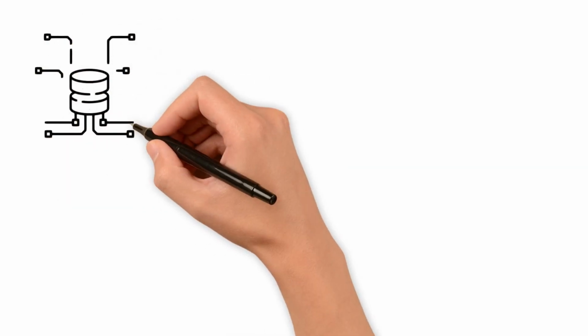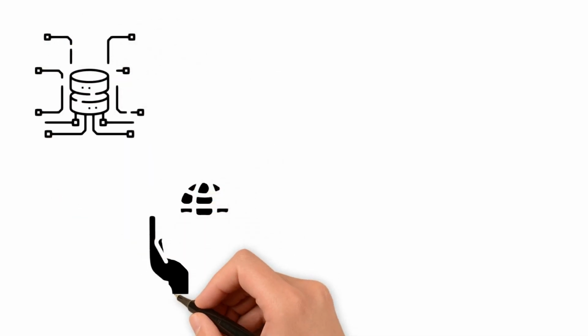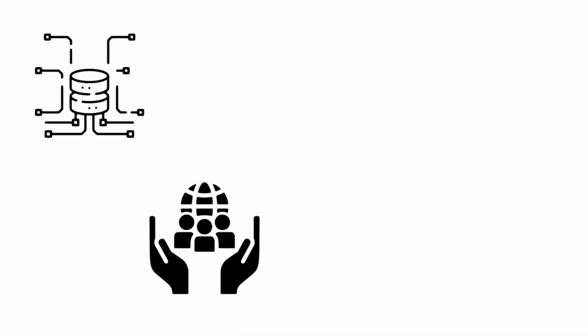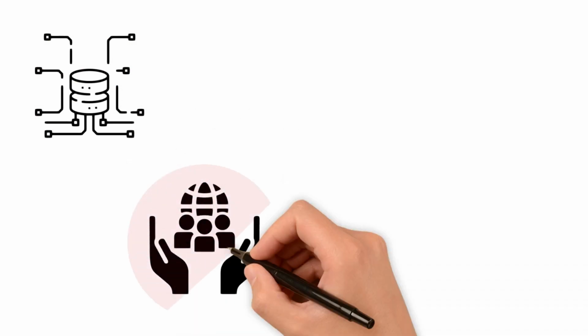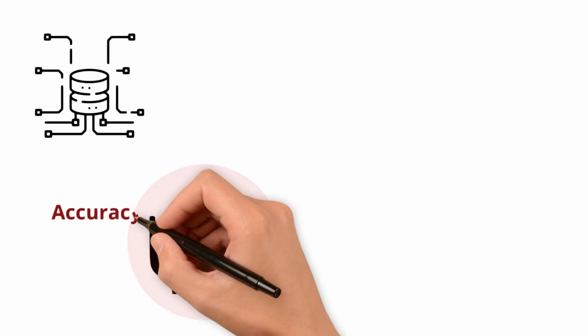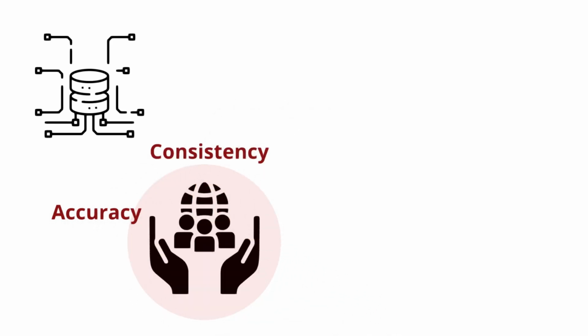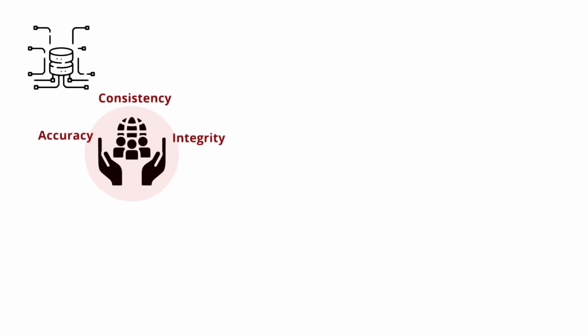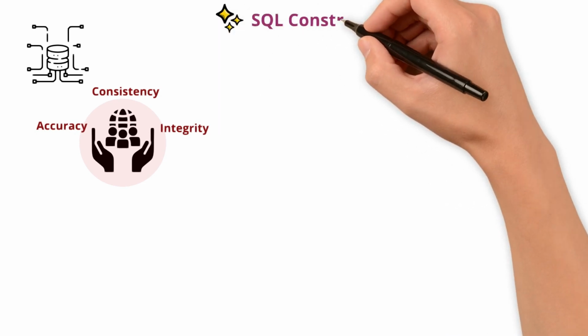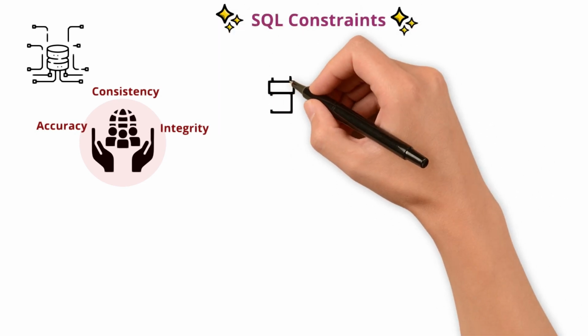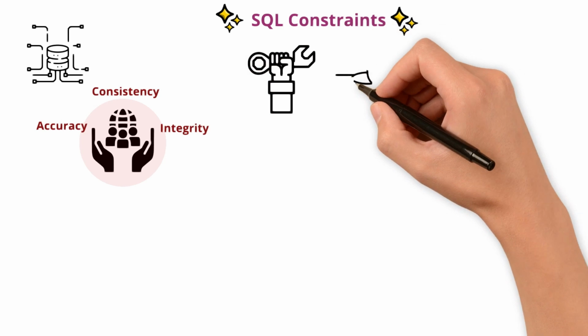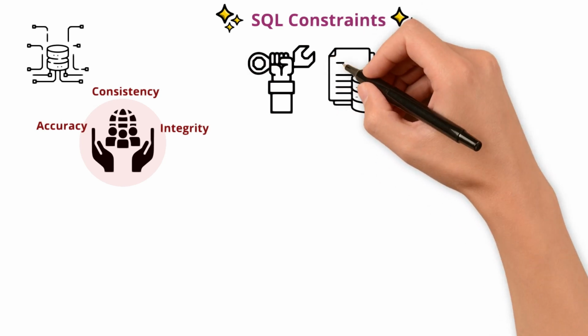Data is everywhere, but with great data comes great responsibility. The responsibility to ensure its accuracy, consistency, and integrity. This is where SQL constraints come in, powerful tools that act like data guardians in your database.